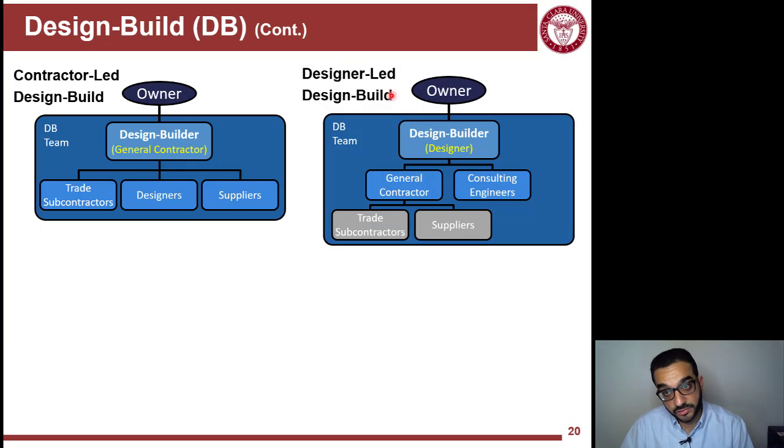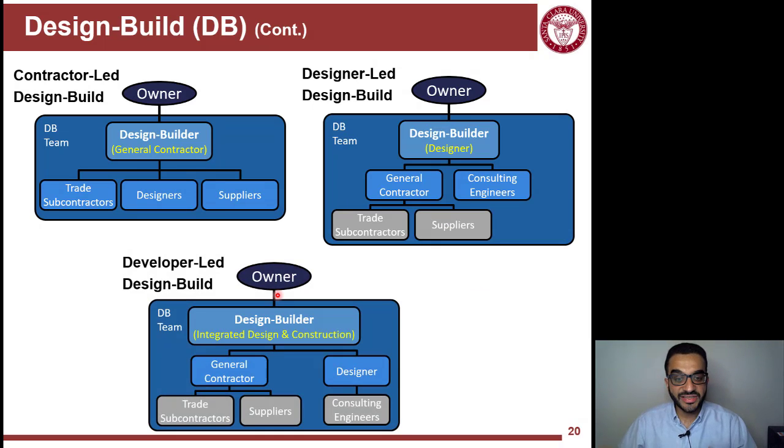There is a designer-led design build. So now I'm a designer, I'm a design company, but now I can have the hat of a design builder and hire a sub or have a sub agreement with a GC to be kind of the build side of the design builder. Of course, I have my consultant engineers, and the GC will come there with their trade subs and suppliers. And then there's the developer-led.